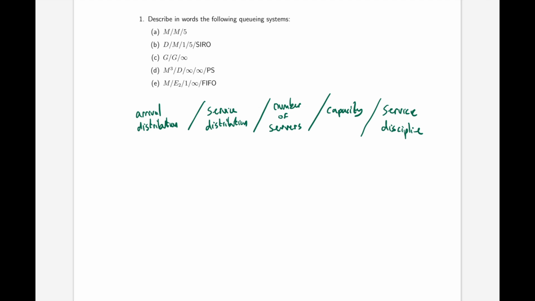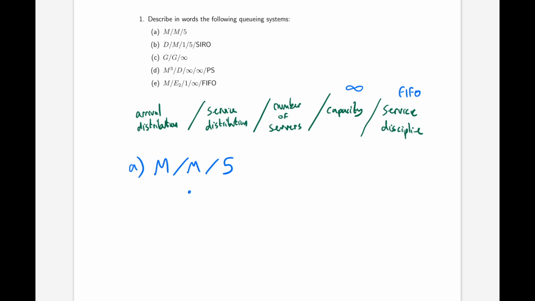So let's consider A. We have an M/M/5 queue. So we only have 3 of the 5 components. What does that mean? That means that the final 2 components, capacity and service discipline, are assumed to be infinite capacity and FIFO service discipline. So an M/M/5 is equivalent to an M/M/5/infinity/FIFO queue.